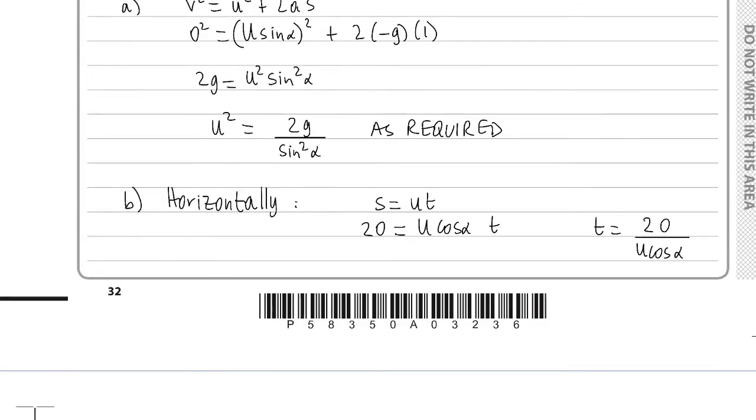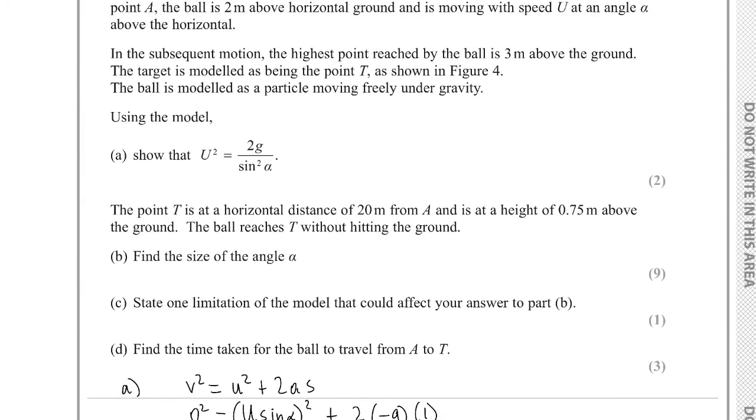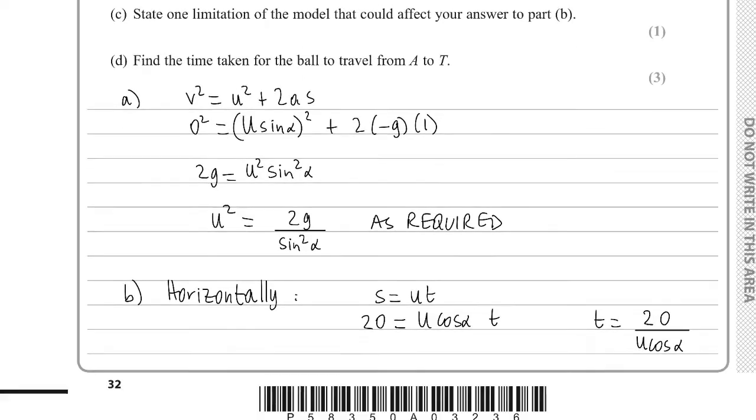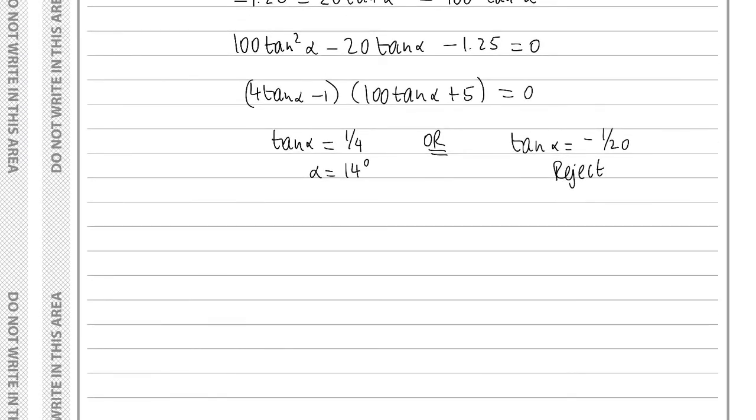And then for part C, we need to state the limitation of the model that could affect our answer to part B. There are quite a few things we could say here. We could go for the standard one about air resistance. Other comments you could make are on the ball having dimensions, wind effects, or the spin of the ball.